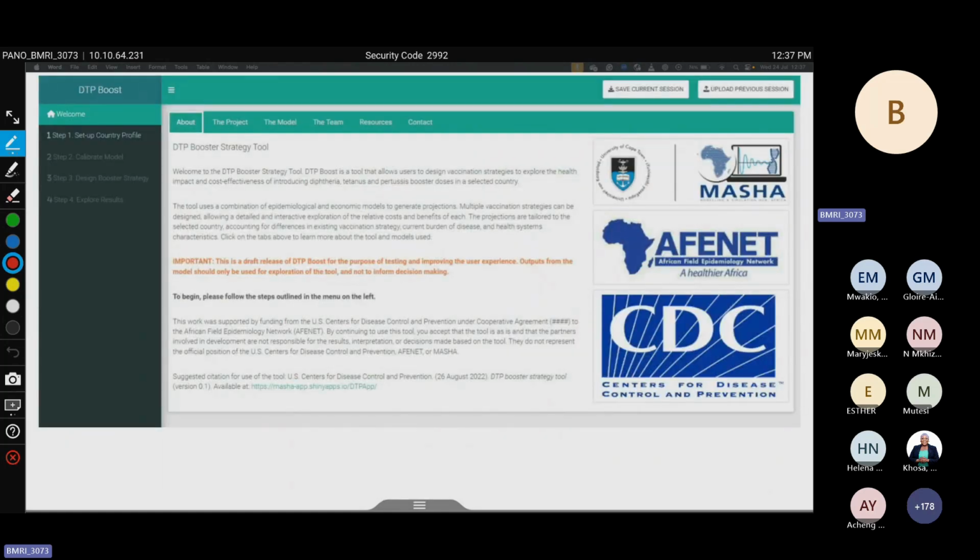So here's just a sneak preview of the app itself, just to show you what we have created. You can see the work is through the CDC, who funded this, got this through WHO, working with Affinet on the continent. We created the DTP booster strategy tool, just some sort of instructions.